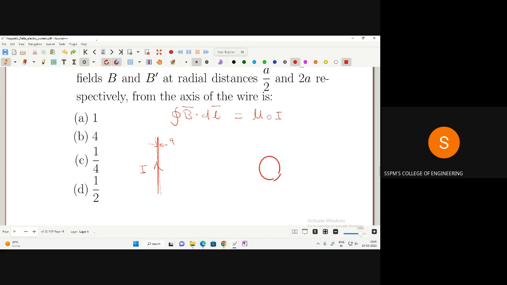मोठा वायर दाखवतो. द रेडियस ऑफ द सर्कल इज a. आणि ह्या वायर, हे वायर आहे ऍक्च्युली, या वायर मधून करंट किती फ्लो होतो? I फ्लो. आता पहिल्यांदा आपल्याला द करंट ऍट a/2 फाइंड आउट करायचं.